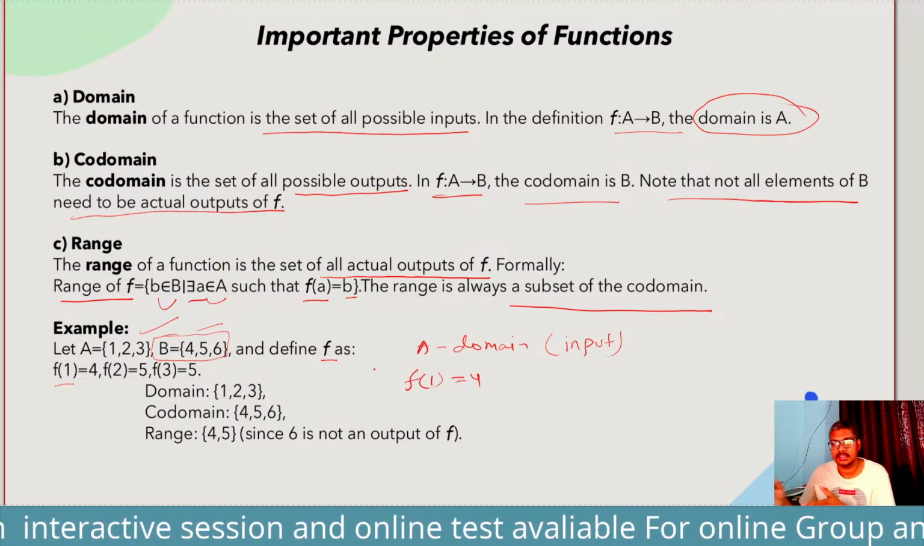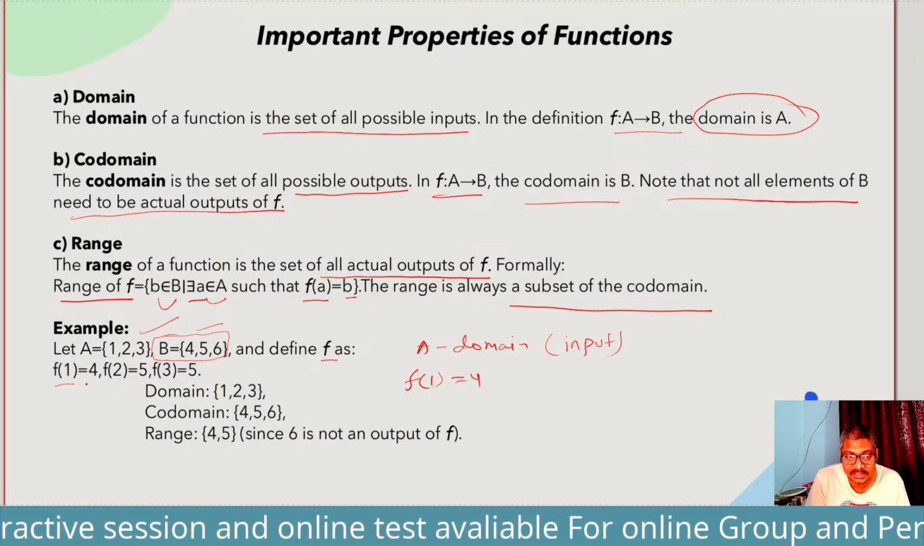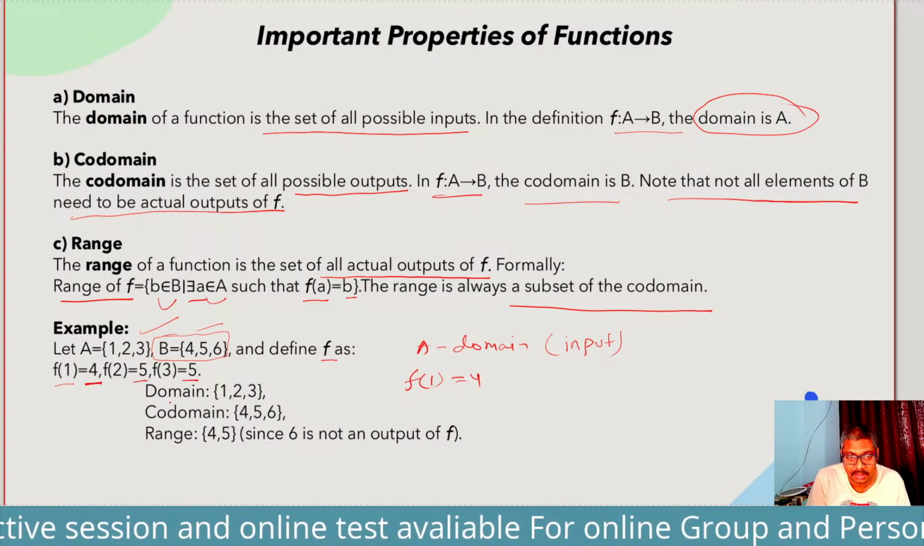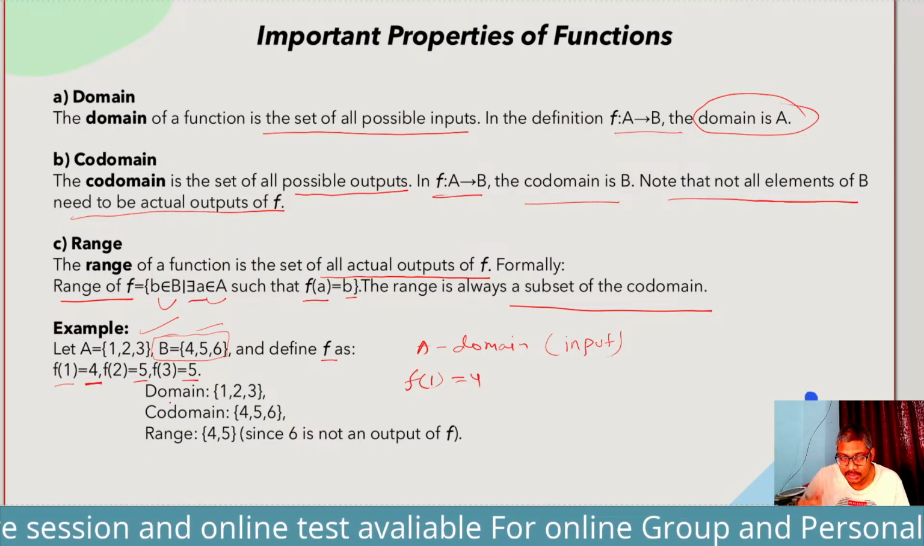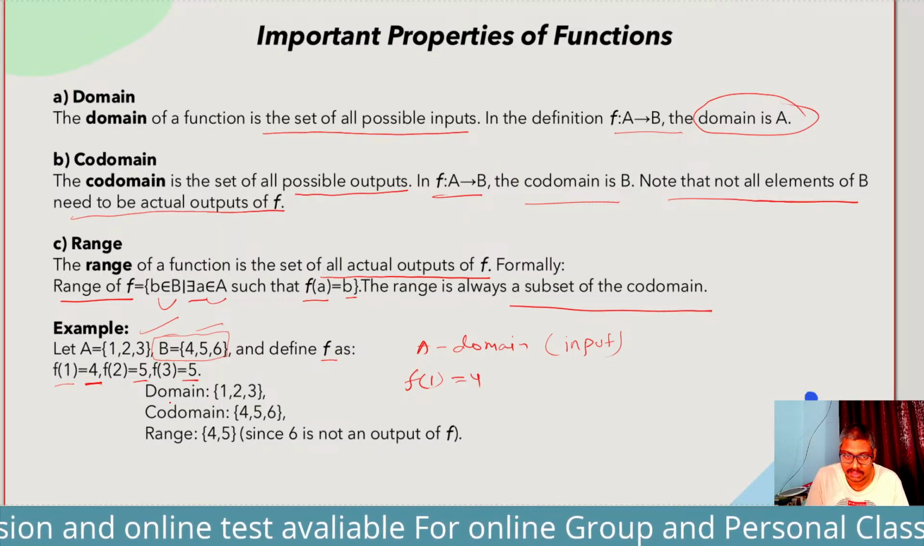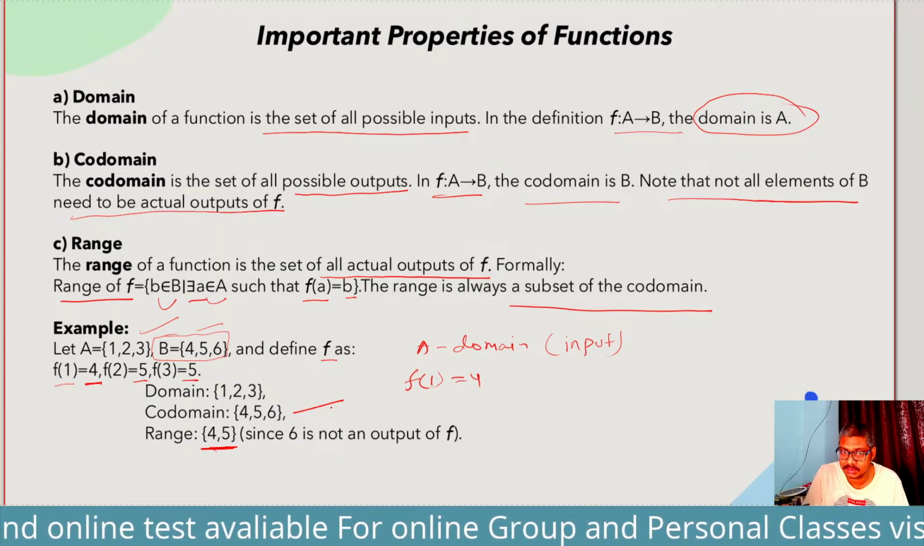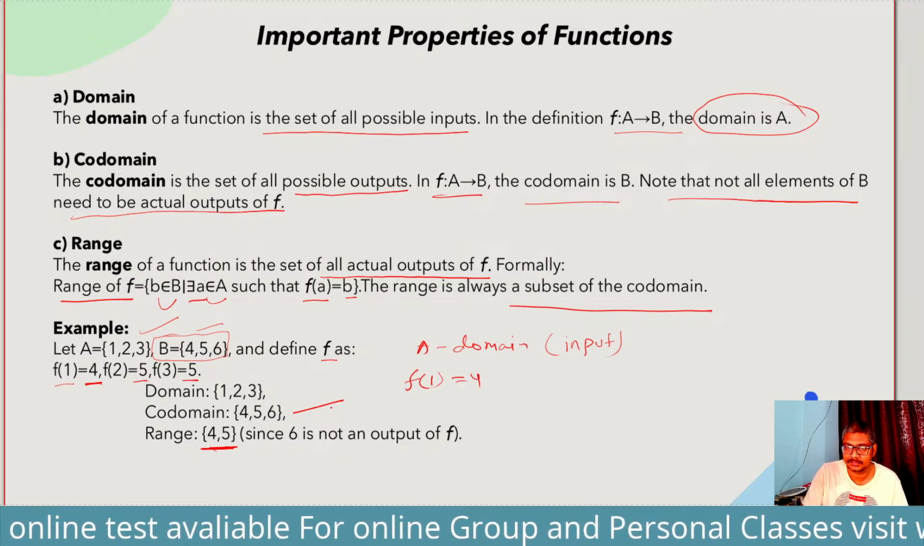The second part, the set B, is always the codomain. What are all the possible outputs we will see? That 4, 5, 5 coming. So even after putting all the elements of A, we are getting output 4 and 5 only. So 4 and 5 are our range, but the codomain is 4, 5, 6. Clear? Okay.